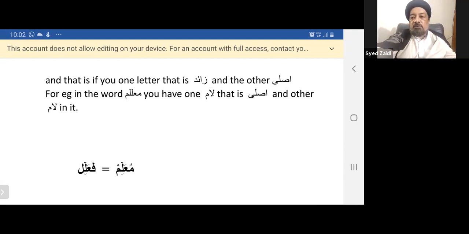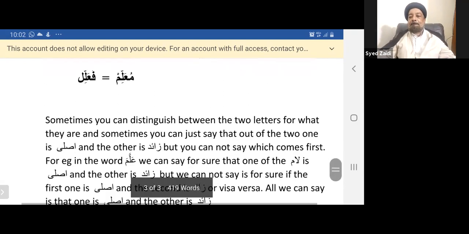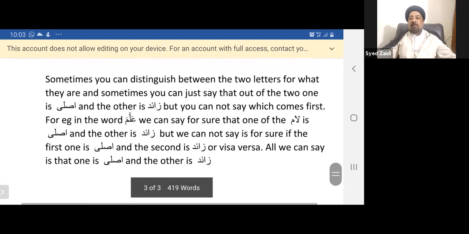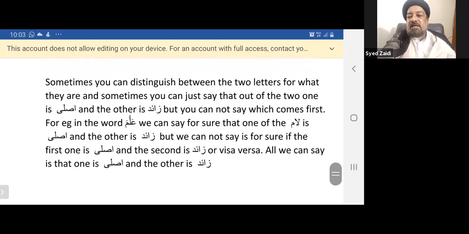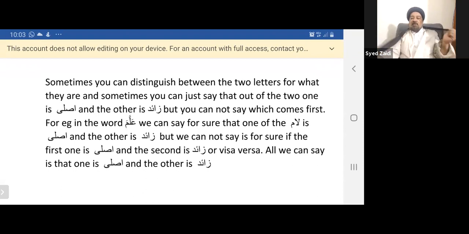Right? And now, if you can scroll up, please. Yeah, now you can read from the text that sometimes you can distinguish between the two letters, right? And the same thing that I've just said, it's just written there. The things that I've just talked about, that's basically what's written there.